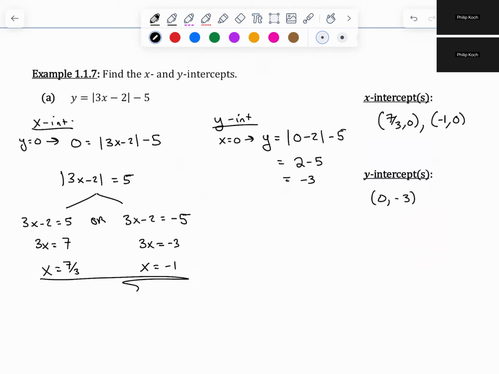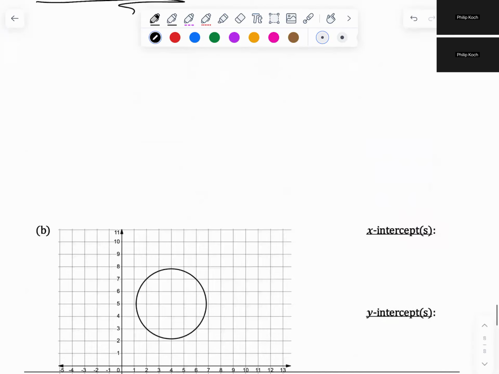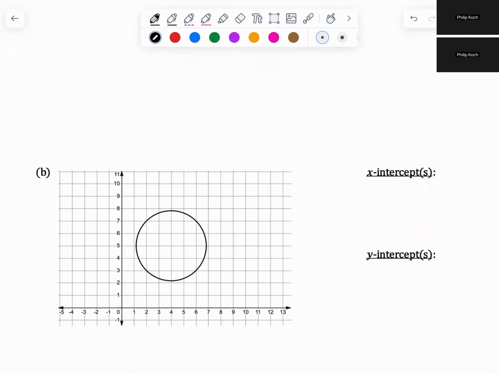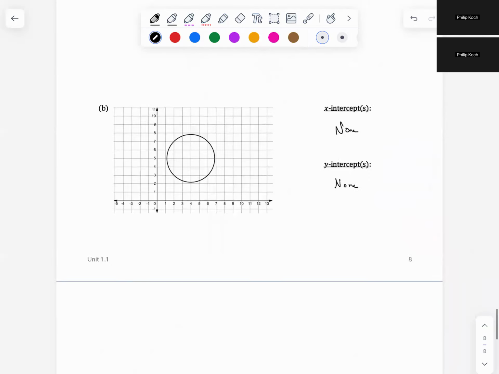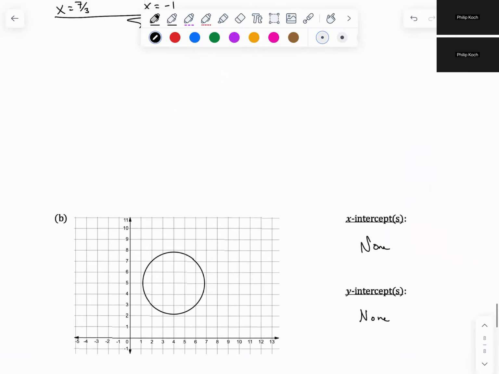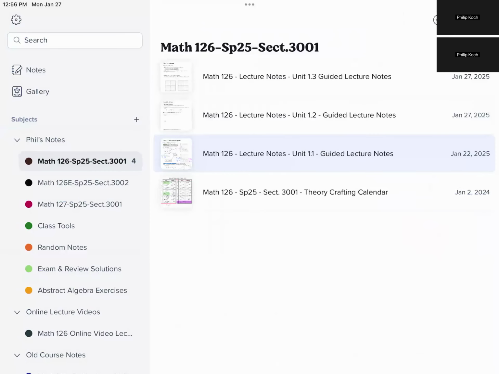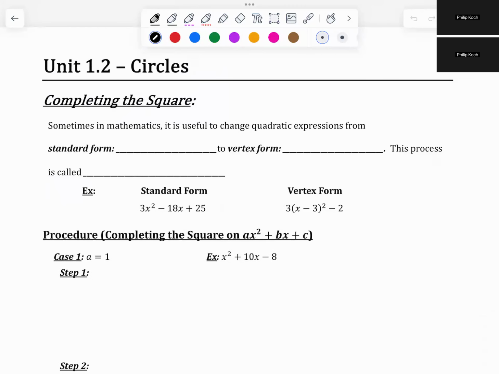Last one is just kind of an observational one. It's asking, what are the x and y-intercepts of this graph? None. It doesn't have any. It doesn't cross the x-axis, and it doesn't cross the y-axis, so it doesn't have any. That happens sometimes. Not all graphs have x-intercepts and y-intercepts. It's always randomized. So, okay. Now we'll move on to unit 2, 1.2, which is on circles.